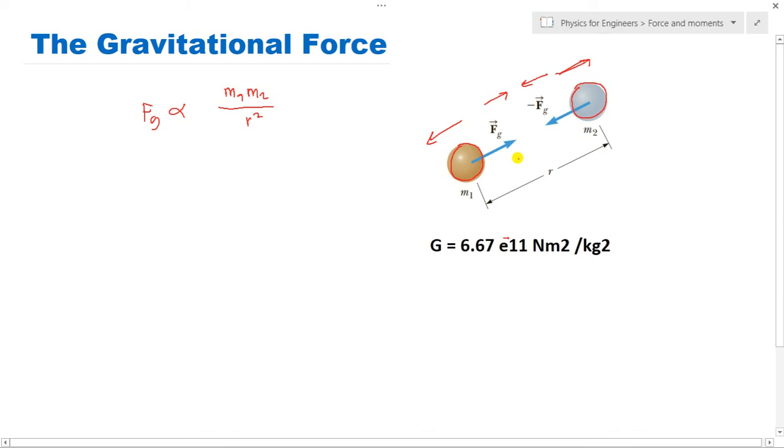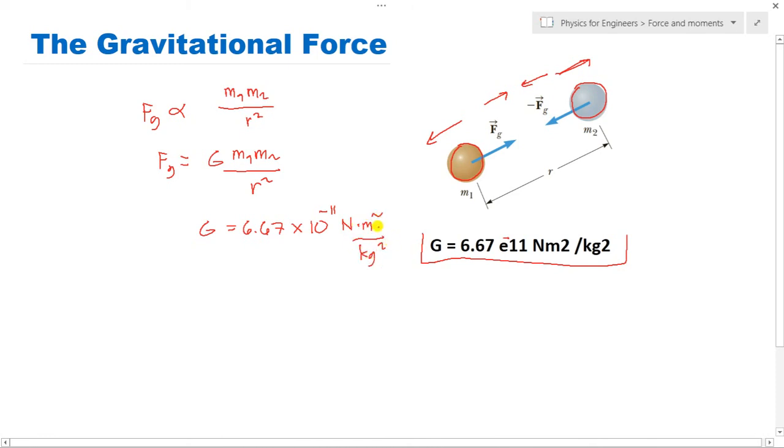So in order to determine the gravitational force exerted on each body, we use this formula. And take note, class, the gravitational force is equal to a constant, G, times m1 m2, all over r squared. This G is a constant, G equal to 6.67 times 10 raised to the power negative 11 newton times meter squared per kilogram squared.